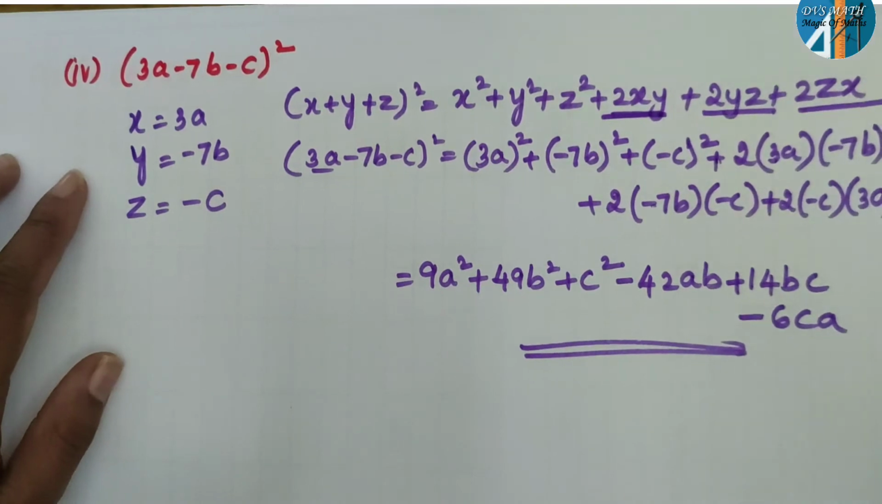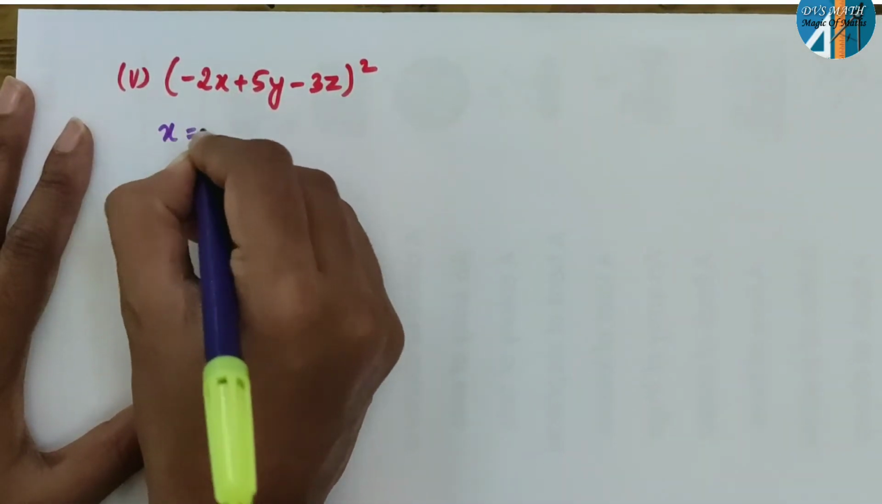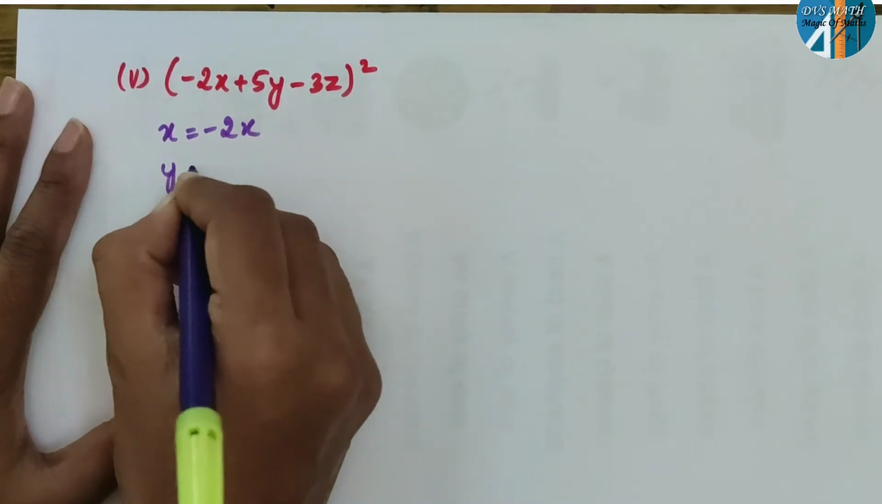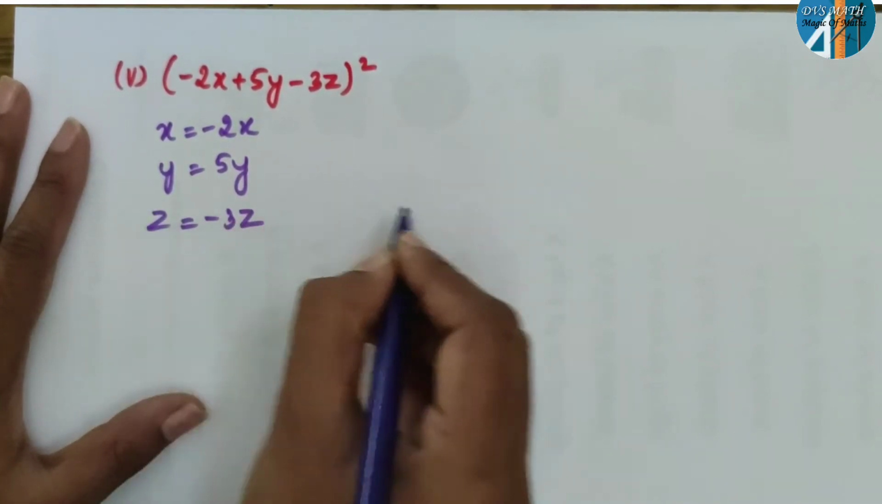So now sub question 5. Also the same method you follow, that is x is equal to minus 2x, y is equal to 5y, z is equal to minus 3z.